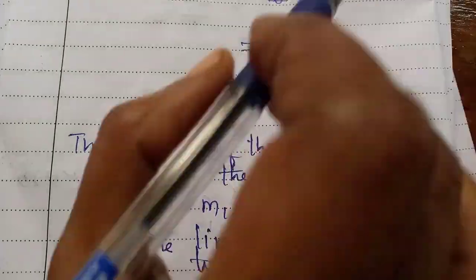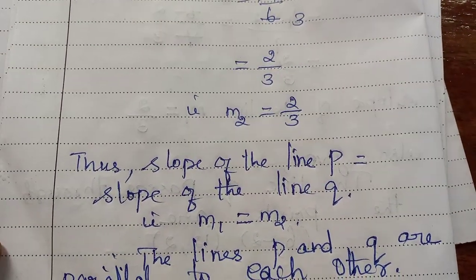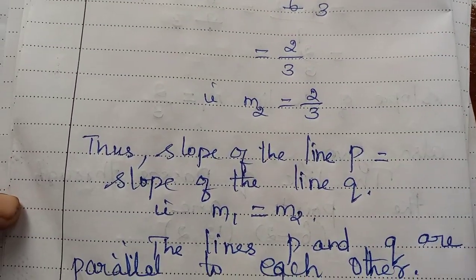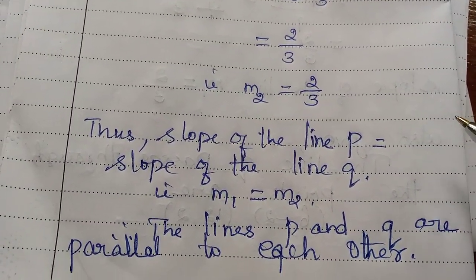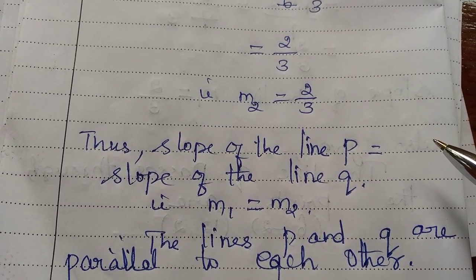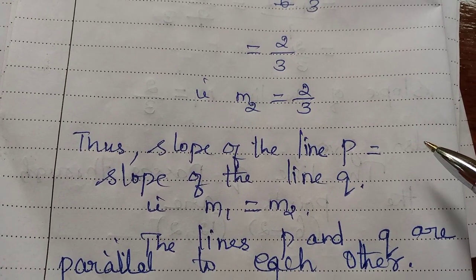Understand, students? When two lines are parallel, we know the condition is m1 is equal to m2. So we have to find both lines' slopes separately. After that we have to check whether the slopes are equal or not. If the slopes are equal, we can say the two lines are parallel.